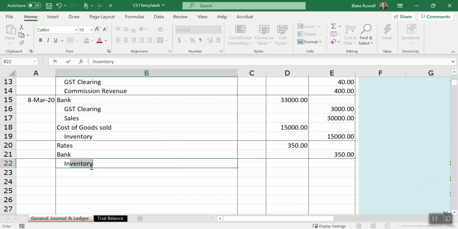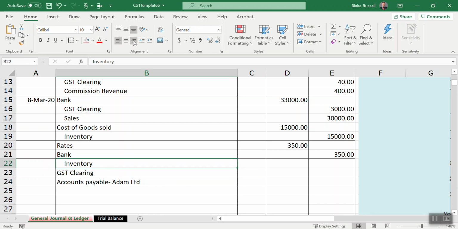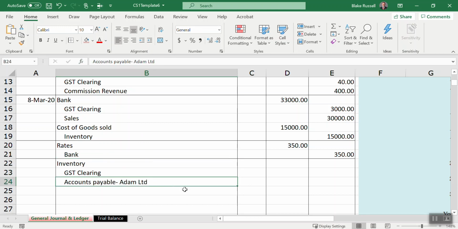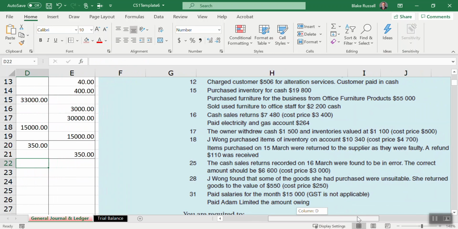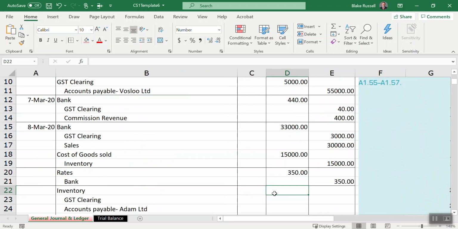Yeah, inventory, GST. I like how it does the auto things, and accounts payable, Adam Limited. Okay. Let's do a mile while I'm here. I'll just indent that. All right, 46,000, I believe. What was it? 46,200. All right.